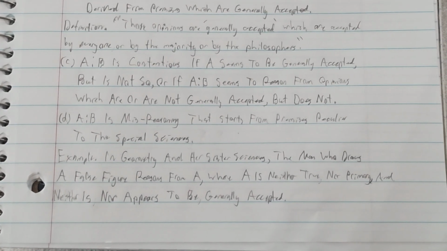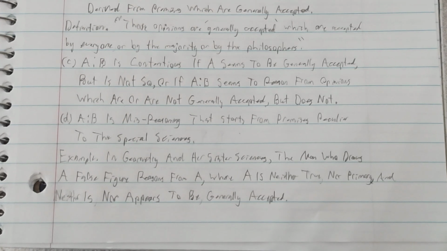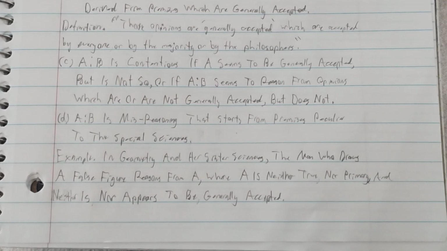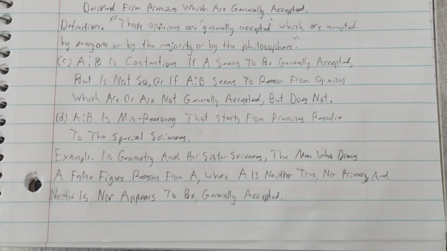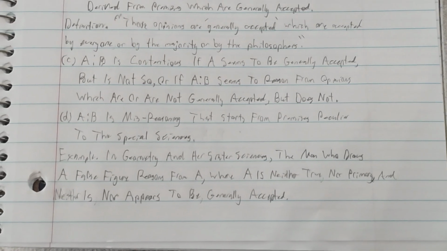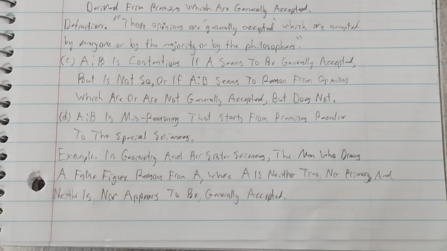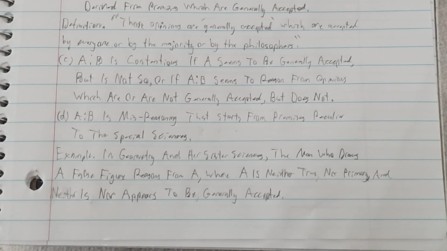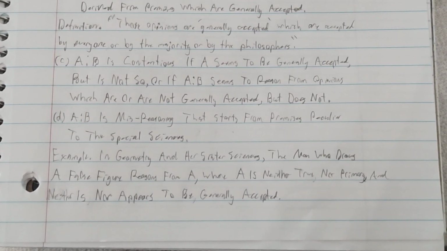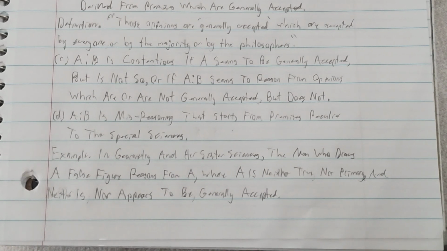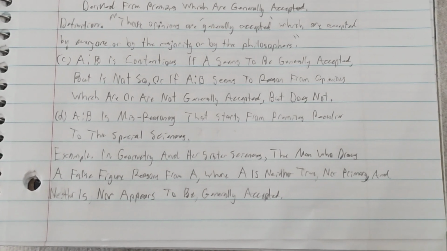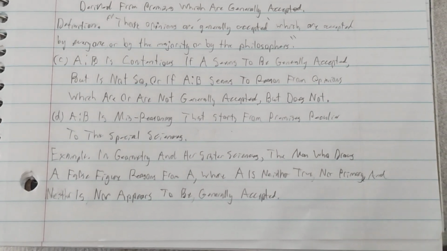The fourth form of reasoning from A to B is misreasoning, that starts from premises peculiar to the special sciences. One example is given. In geometry and her sister sciences, the man who draws a false figure reasons from A, where A is neither true nor primary, and neither is nor appears to be generally accepted.